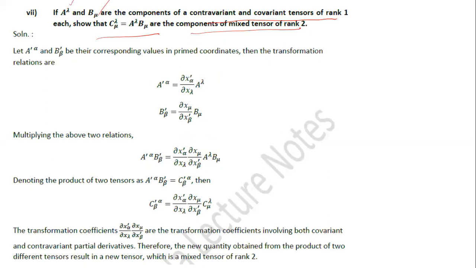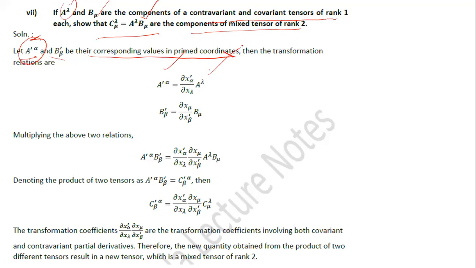In order to prove that this product is a component of a mixed tensor of rank 2, we have to show that this product obeys the transformation rule for a mixed tensor of rank 2. In order to do that, we assume the corresponding values in prime coordinates as A prime alpha, B prime beta. Then we write the transformation relation between these.